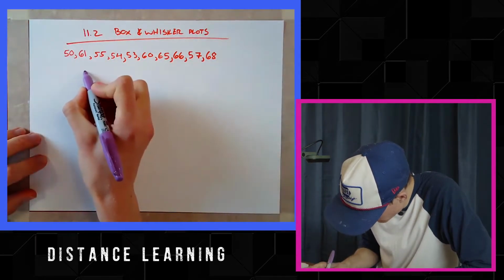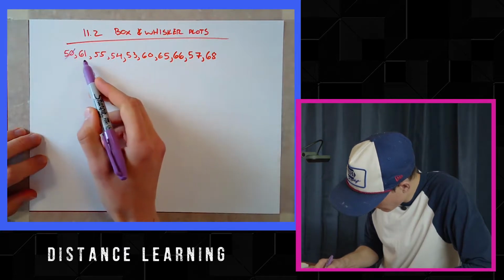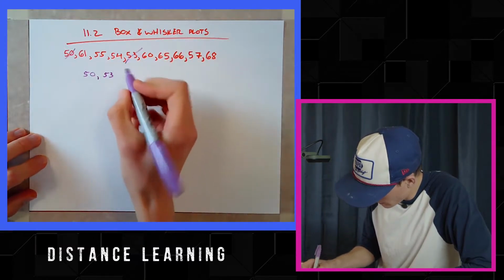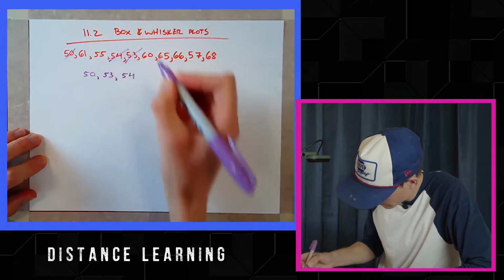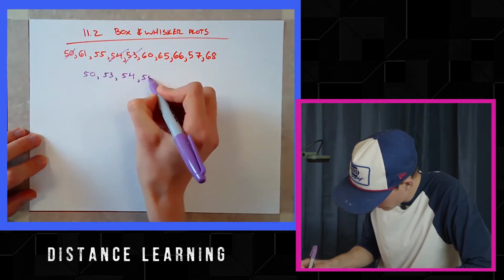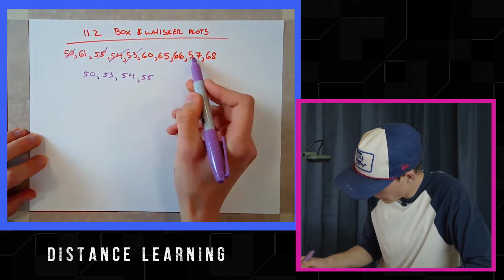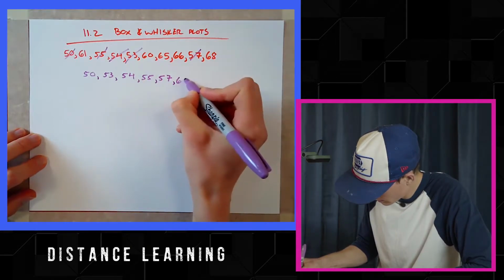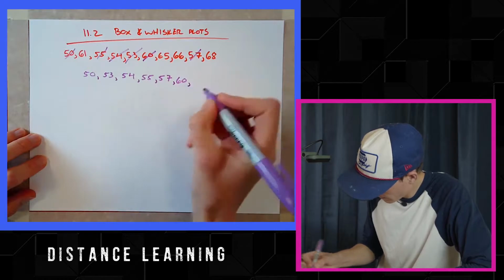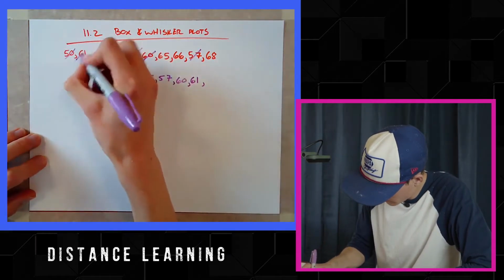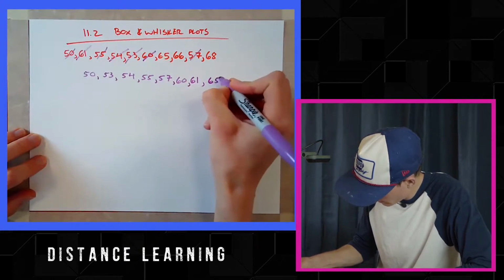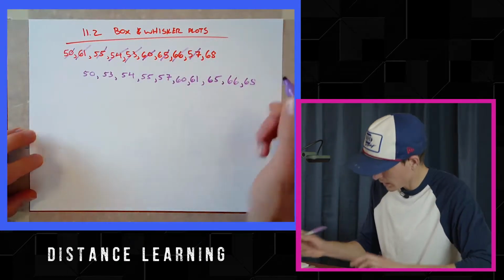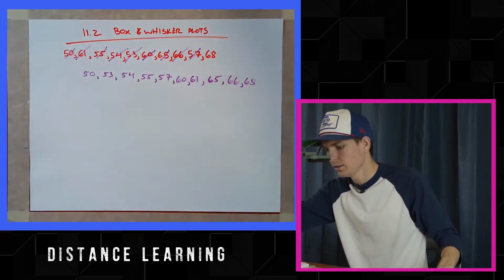So let's see, we got a 50. Let's see, 53 is next. 54, 55, 57, let's see, 60, 61, 65, 66, and 68. I need to get new markers. This is all dying.